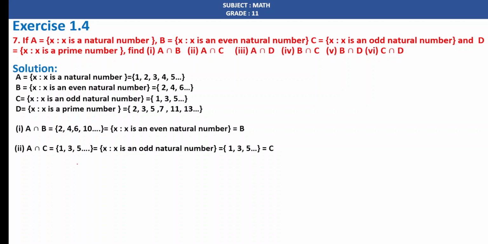Second one, A intersection C. When we are combining natural numbers along with the odd natural numbers, which is a subset of it, the intersection is 1, 3, 5, which is nothing but {x such that x is an odd natural number}.